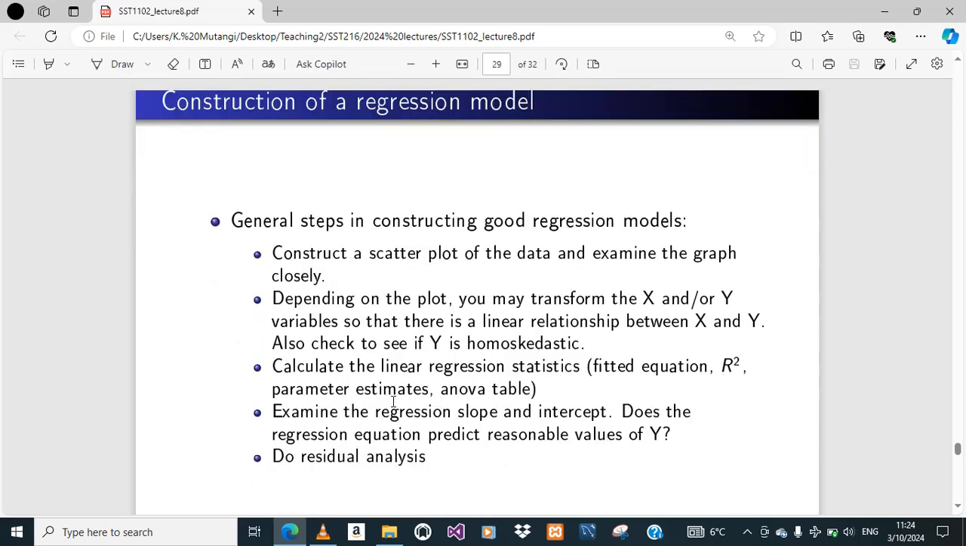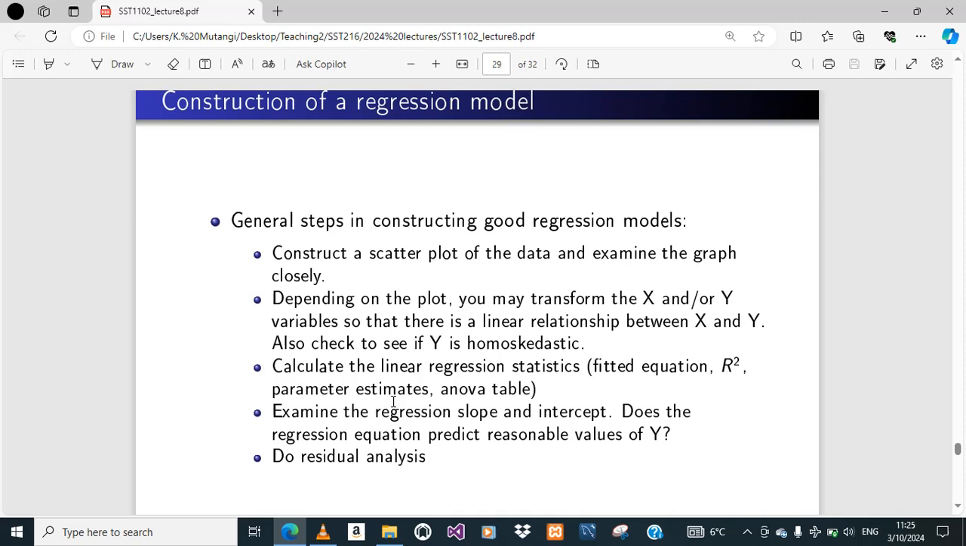Construct a scatter plot first. You want to examine the graph closely. You want to see whether or not there is a linear relationship existing between the dependent and the independent variable. Now, depending on the plot, you may transform the x or y variable so that there is a linear relationship between the two. That's the first thing that you have to do. Check for linearity, and if there's need for transformation, you might transform the variables.